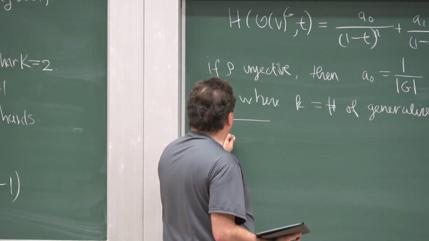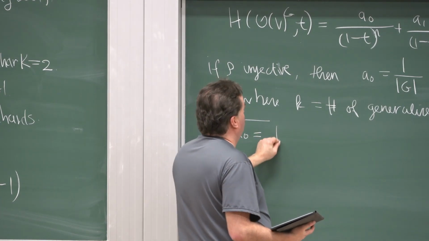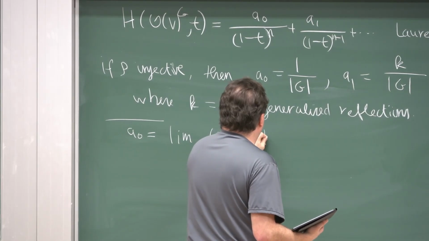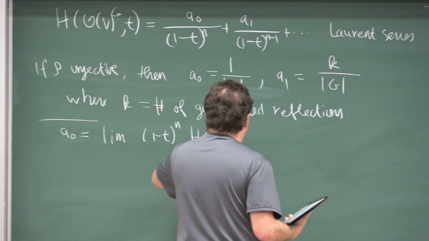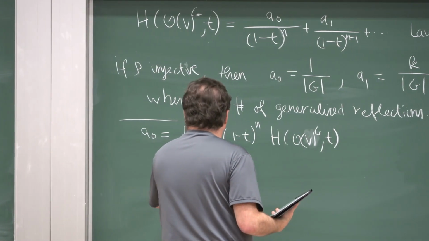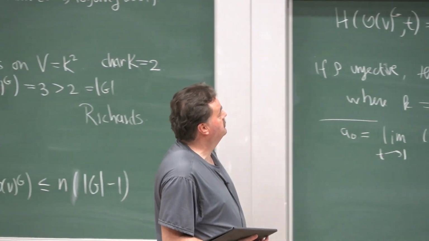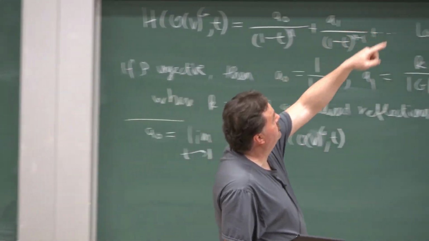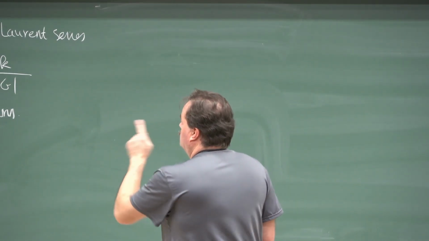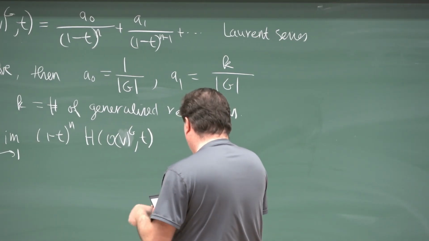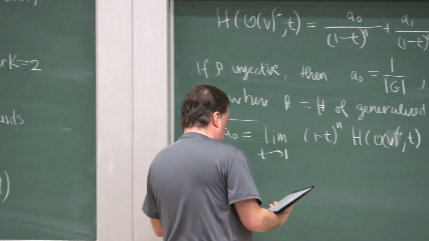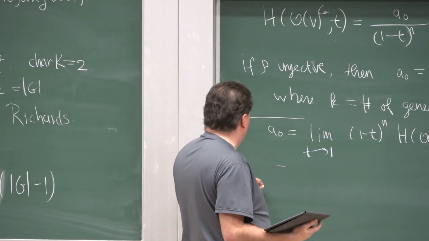By the way, if you think about A0, another interpretation is that you can take the limit of (1 minus t) to the power n times the Hilbert series, and then take the limit as t goes to 1. So that's another way of obtaining this A0. And if we then use, let's see. Sorry, I'm running ahead. I first wanted to say something else.